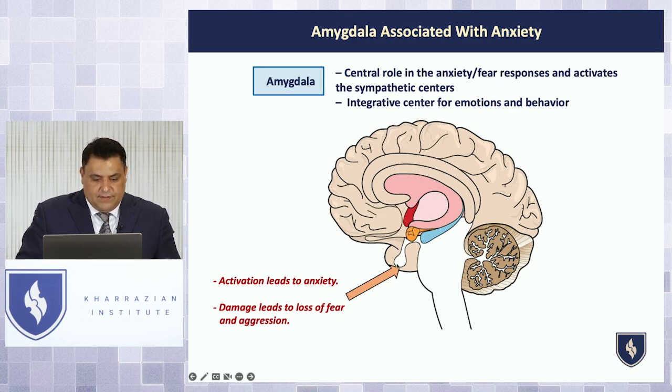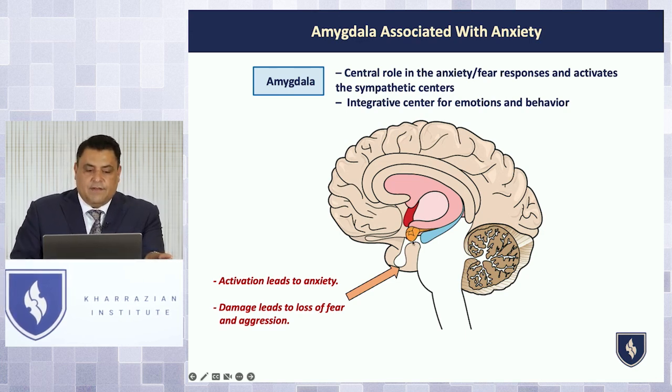This leads to activation of anxiety. Damage leads to loss of fear and aggression. So this keeps us in check to survive. So we have some fear to not do certain behaviors and certain tasks. And the amygdala plays a central role in anxiety, fear response, and activates the sympathetic centers.